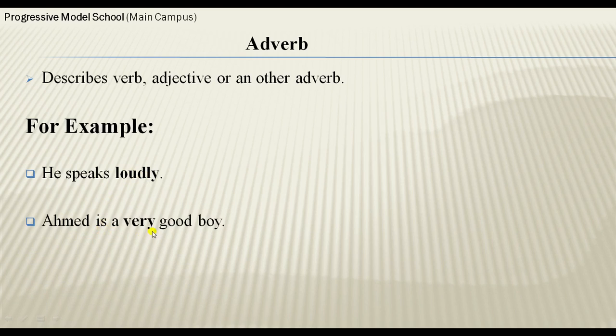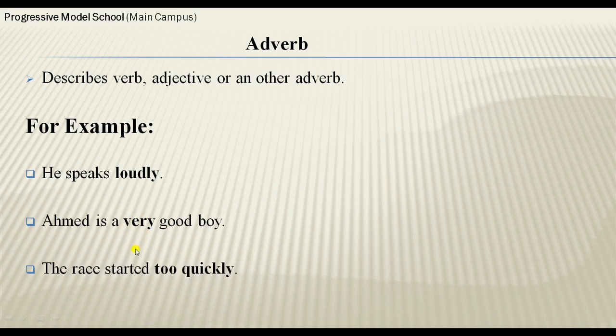Ahmed is a very good boy. So, here the word good is modifying the word boy, which is a noun. So, good is an adjective in this sentence. And the word very is giving us the information about the word good, that is an adjective in this sentence. So the word very is an adverb in this sentence.